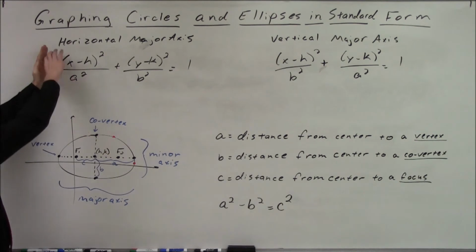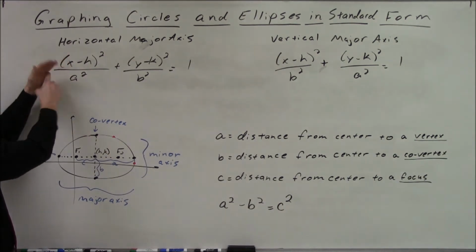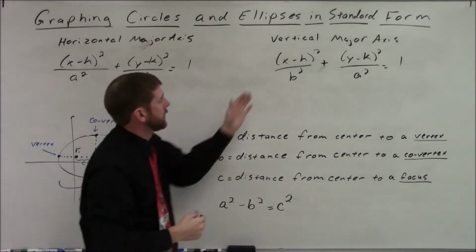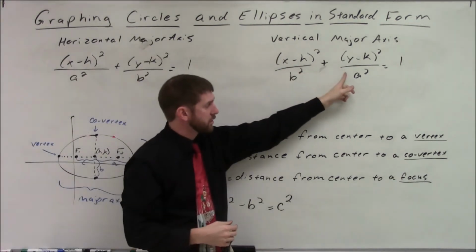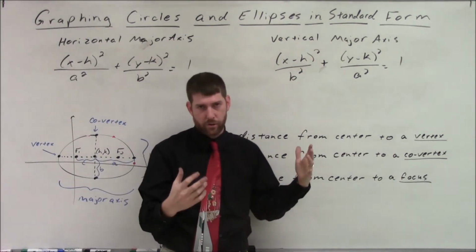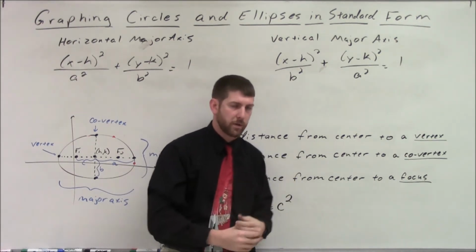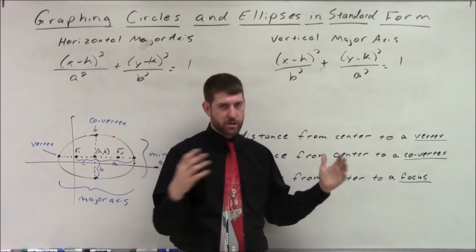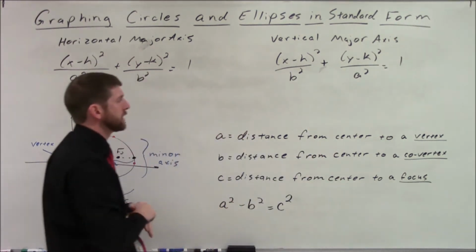If the bigger number is underneath x, then x has the bigger stretch, so it's a horizontal graph. If the bigger number is underneath y, then y has the bigger stretch. Remember, we do inverses when we directly apply them to the variable. So y has the bigger stretch, and we're going to get a vertical graph in that situation.